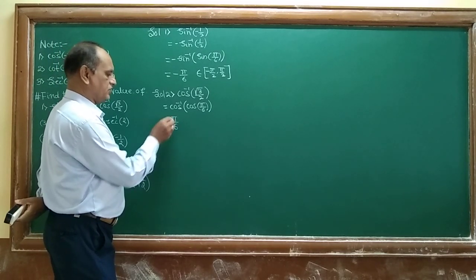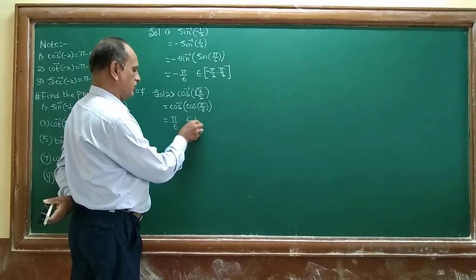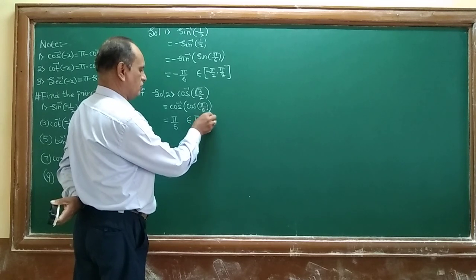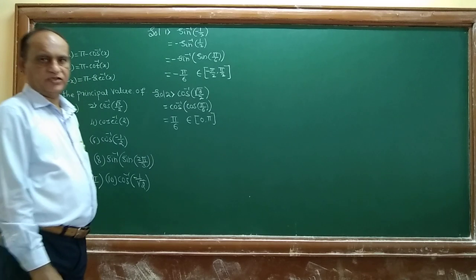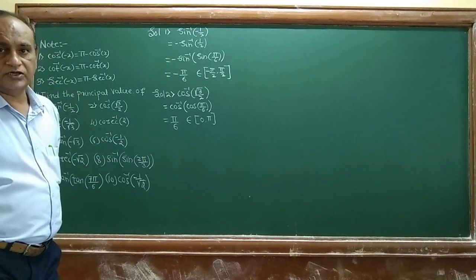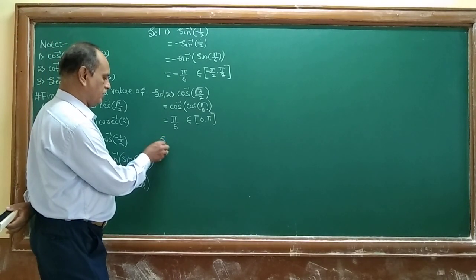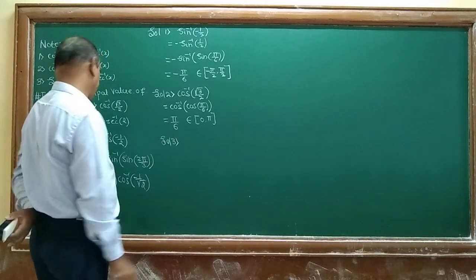Is this pi by 6 belonging to the closed interval 0 to pi, that is 0 to 180? Pi by 6 means 30 degrees, which comes inside, so the value is correct. Then come to the next one, the solution for example number 3.